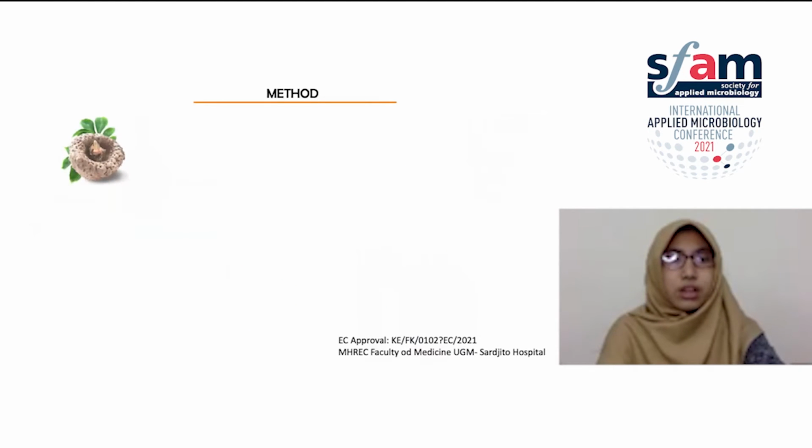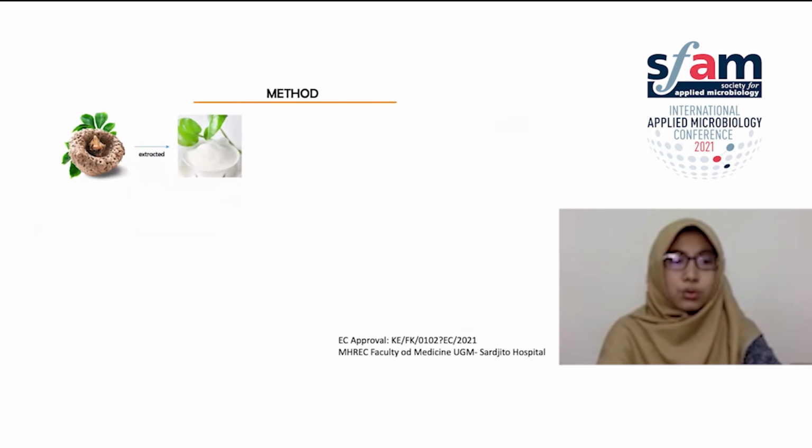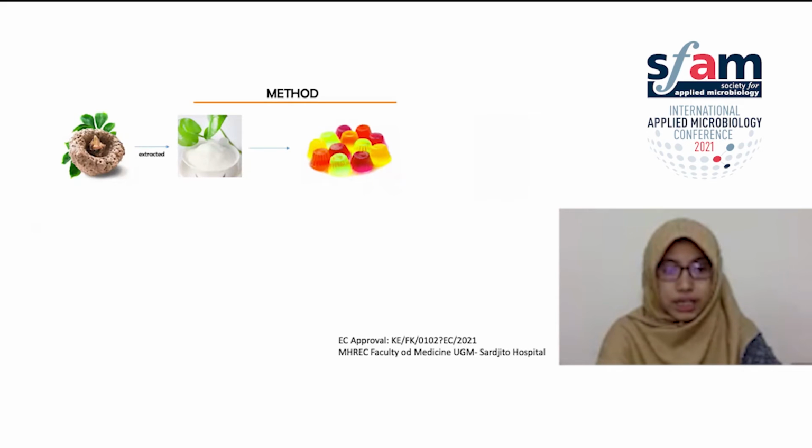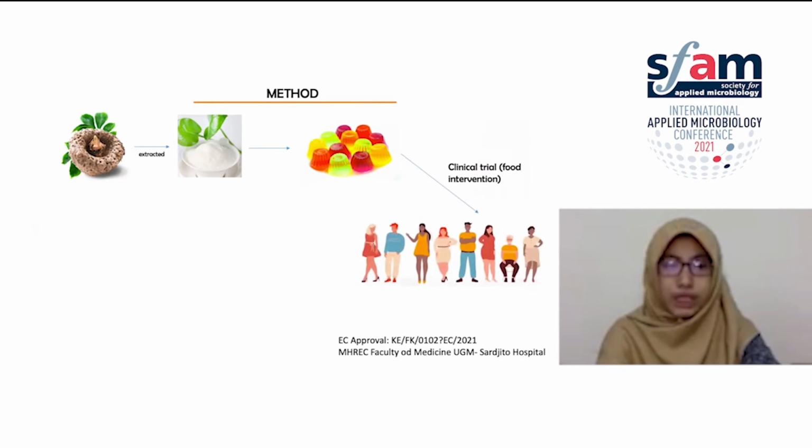This is our method. The first step is to extract glucomannan from porang tuber into glucomannan flour. Then we will develop a jelly product that contains glucomannan porang itself, and then we will do a clinical trial or food intervention on people with overweight and obesity.